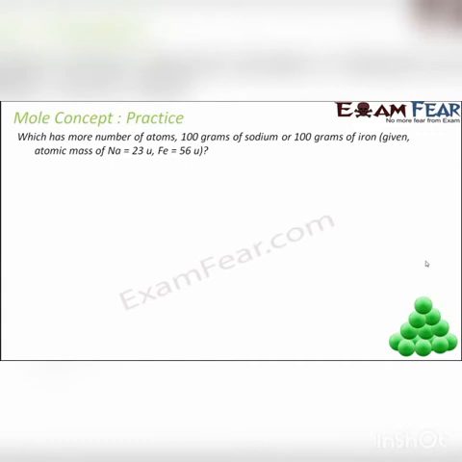The question is, which has more number of atoms? You take 100 grams of sodium in one place, 100 grams of iron in another place, and the atomic mass is given. So to find the more number of atoms, we can just find which has higher number of moles, because number of atoms is directly proportional to mole. We have seen that 6.023 into 10 to the power 23 atoms is 1 mole. So let's find the moles in both cases.